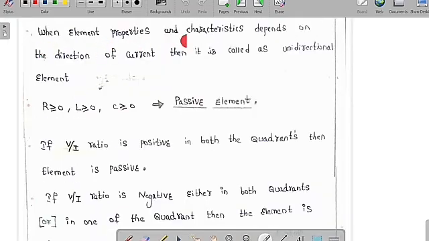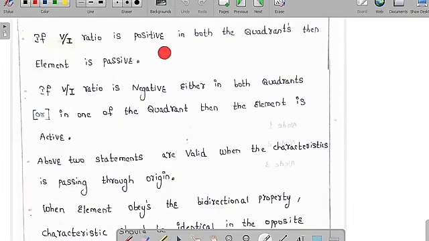When an element's properties and characteristics depend on the direction of the current, it is called a unidirectional element. If you change the polarity of the voltage or current and the impedance of the circuit varies, then we call it a unidirectional element. If R is greater than or equal to 0, L is greater than or equal to 0, and C is greater than or equal to 0, then the element is a passive element. If you get a negative value, it is an active element.